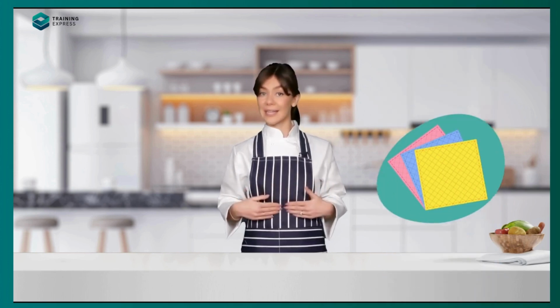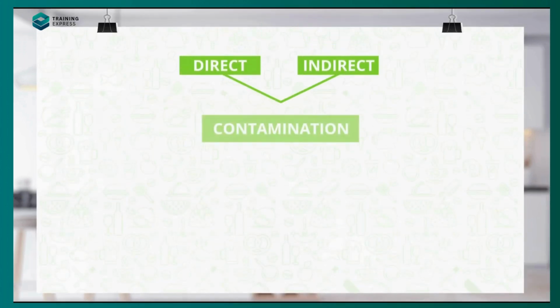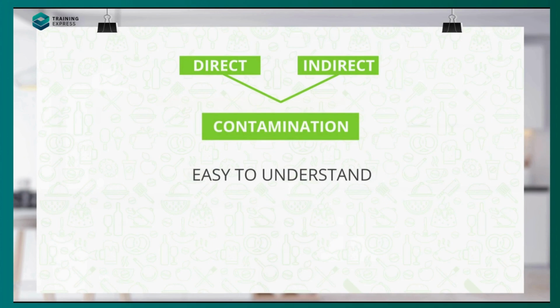Indirect contamination occurs when bacteria are transferred to high-risk foods via something else, such as hands, worktops, chopping boards, equipment, or cleaning clothes. For example, using a dirty oven for cooking food can cause indirect contamination. Direct and indirect contamination are fairly easy to understand.